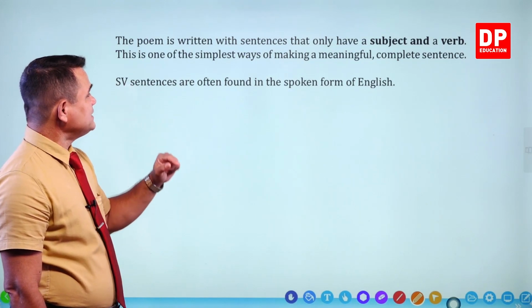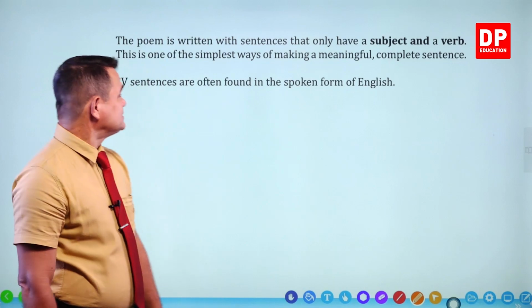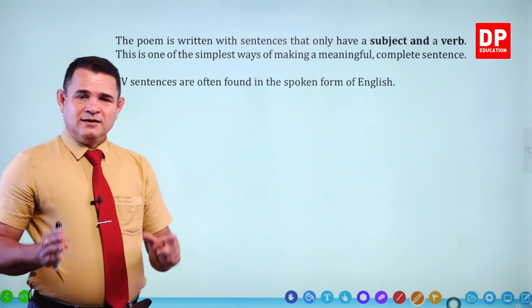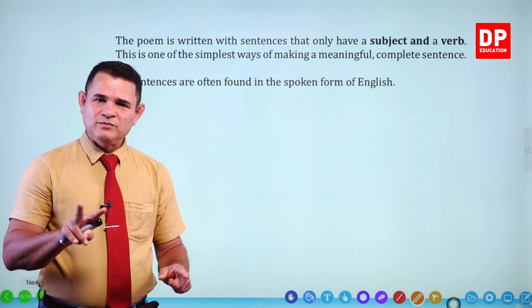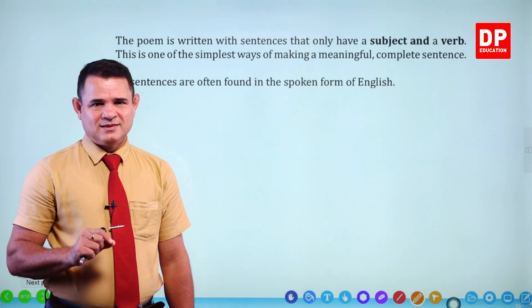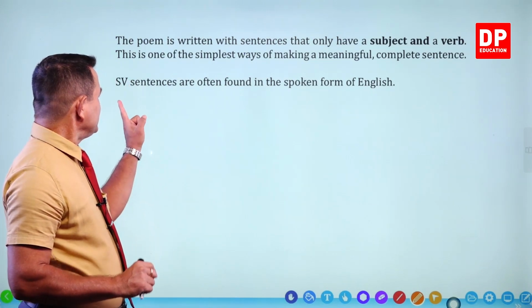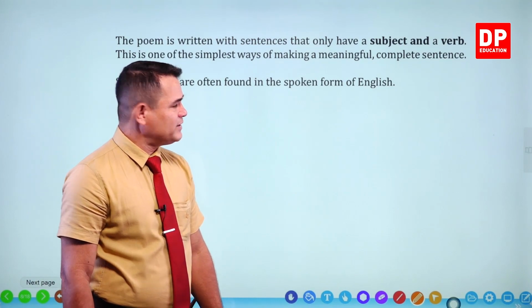This is one of the simplest ways of making a meaningful complete sentence, right? Meaningful complete sentence. SV sentences are often found in the spoken form of English.